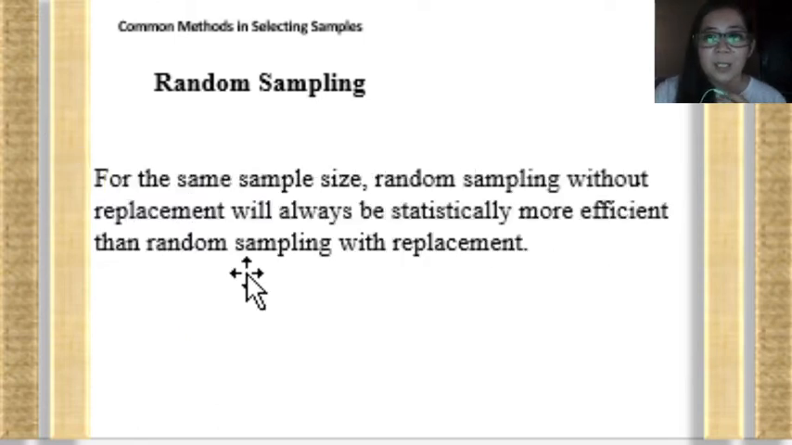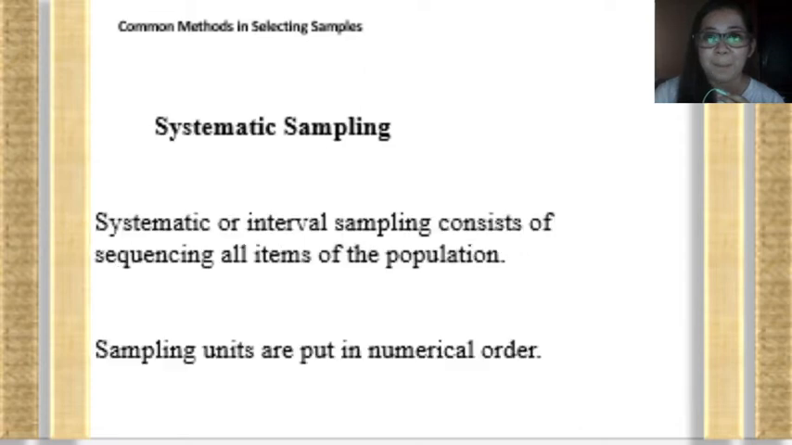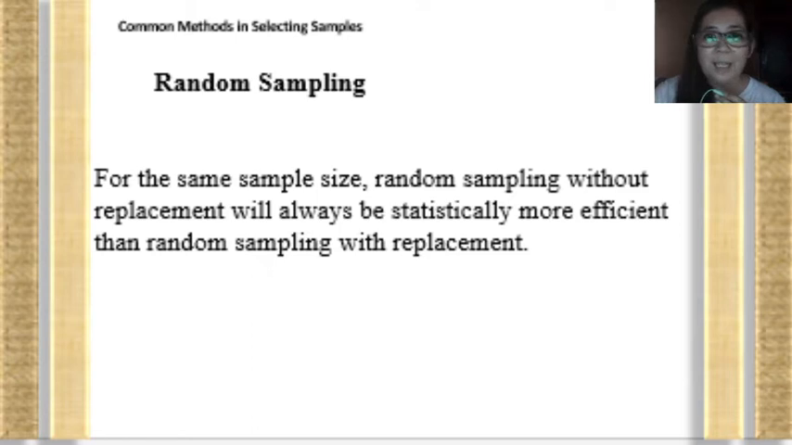So only items not selected earlier can be part of the sample again to be selected. So this is one of the most common methods of random sampling. Of course, when using unrestricted sampling, this will be time consuming because you will include the same item again. That's why random sampling with restriction is most commonly used. For the same sample, random sampling without replacement will always be statistically more efficient than with replacement. So that is the first method that the auditor can use.